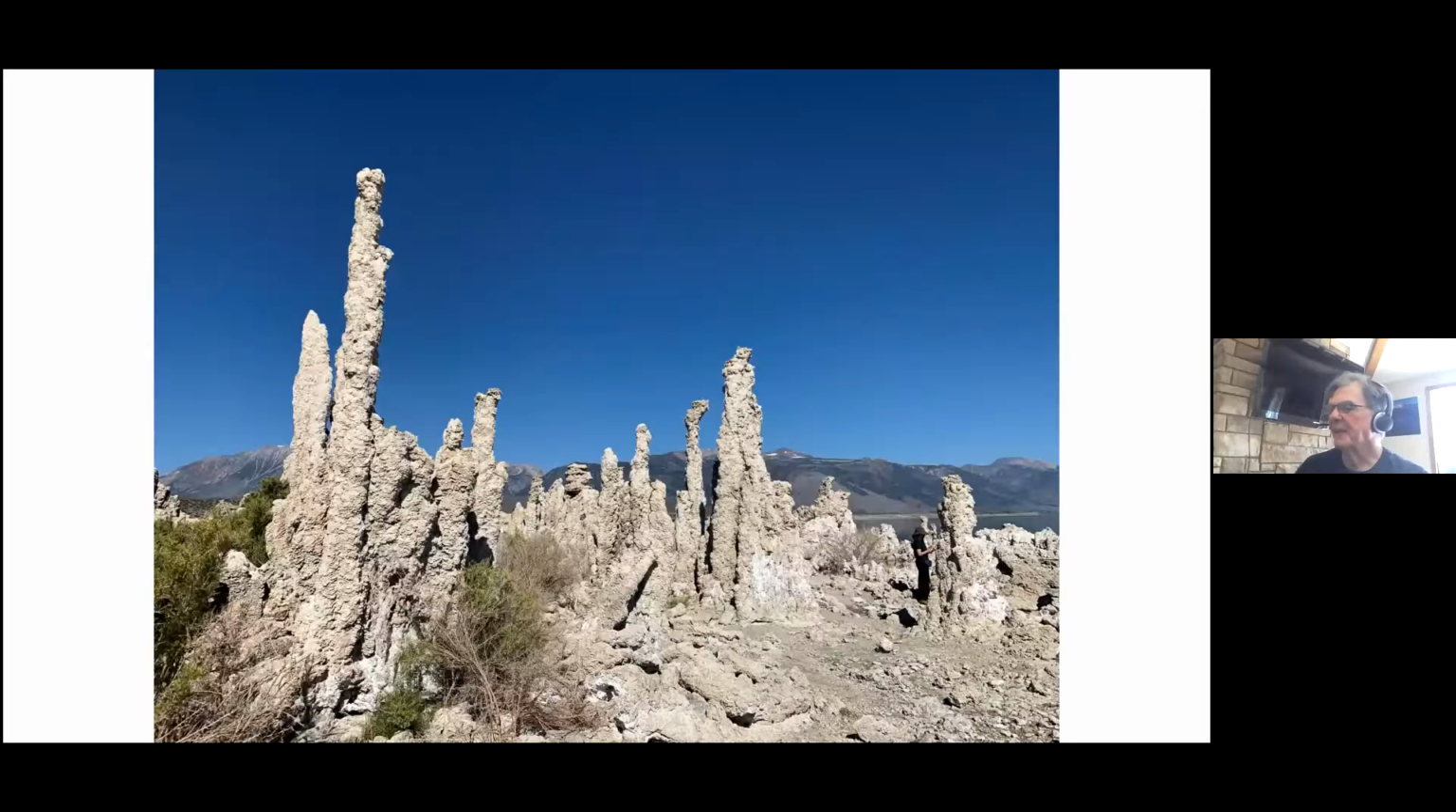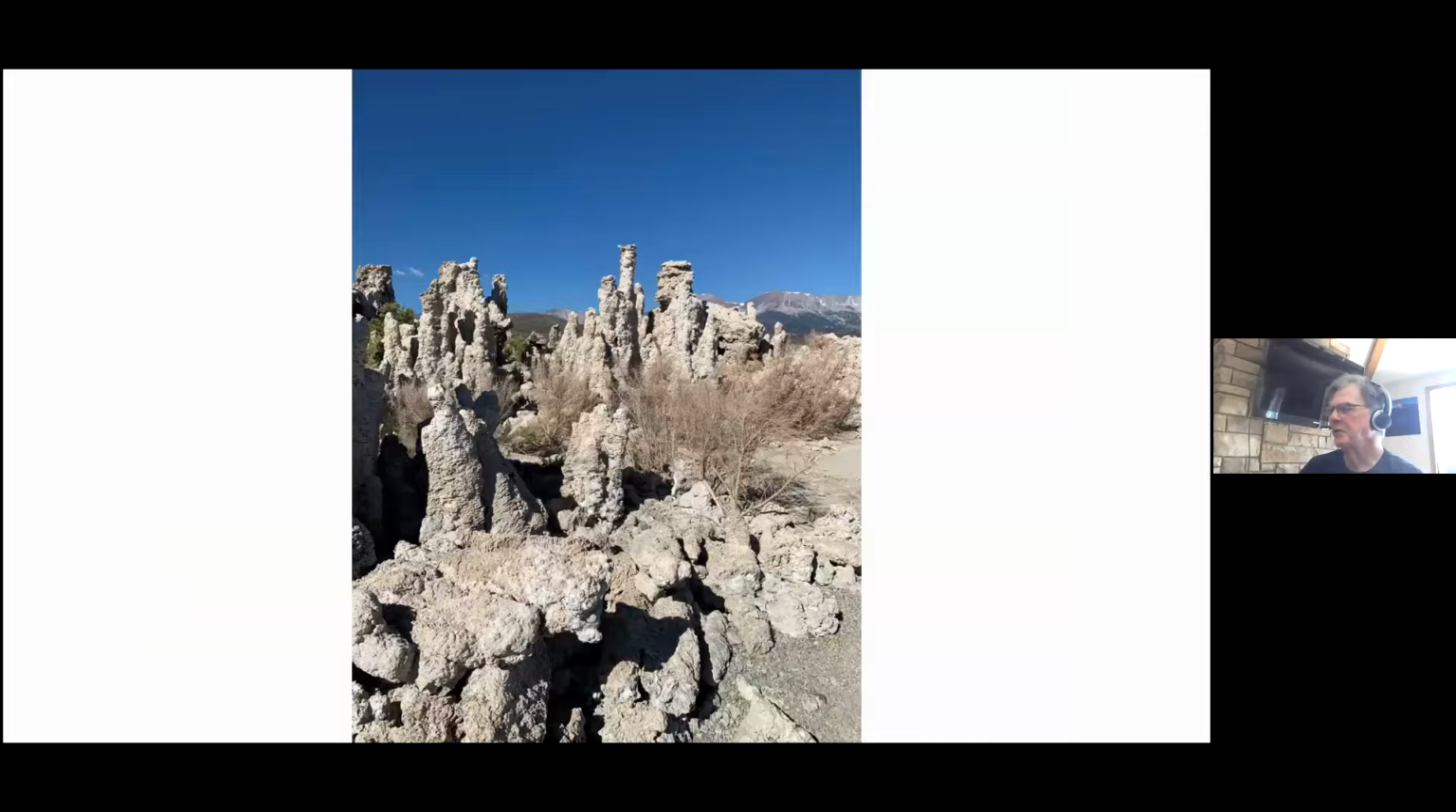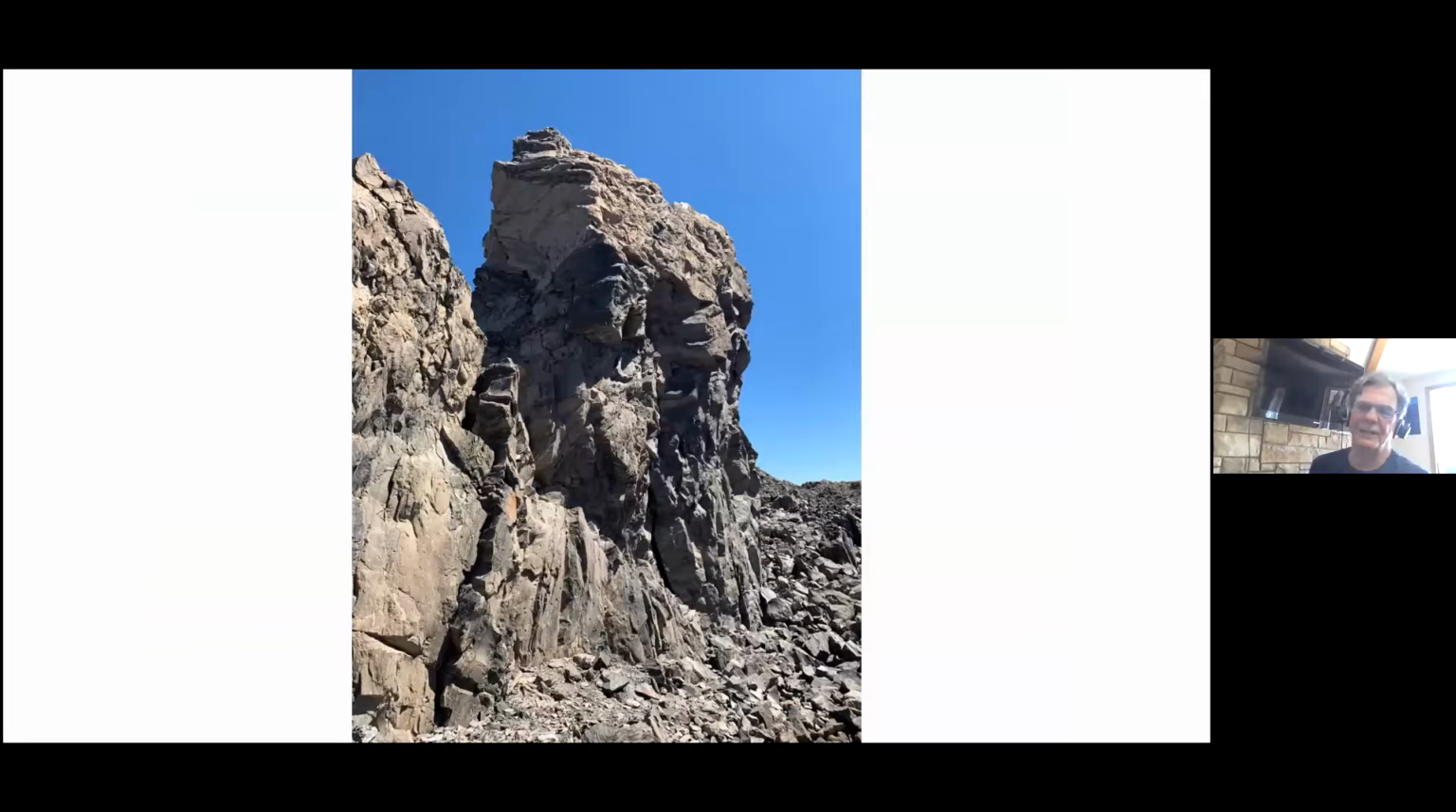This is Mono Lake, the tufas at Mono Lake, with the Sierras in the background. The tufas are incredibly beautiful. The water has brine shrimp. It has no fish at all. It's so salty that fish can't live in it. But it has brine shrimp, these little tiny pink things. They're beautiful. More tufas.